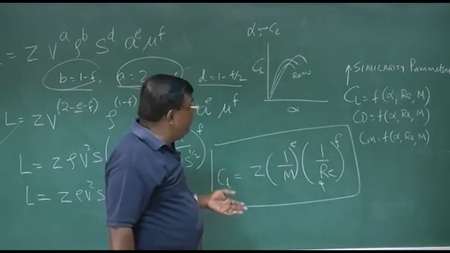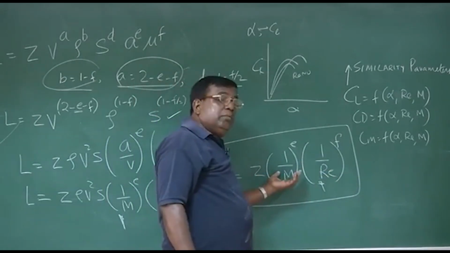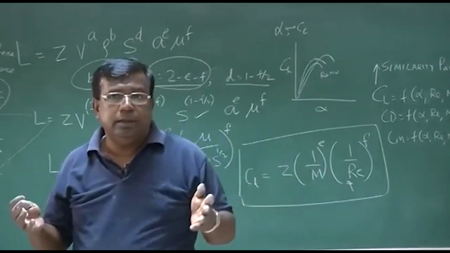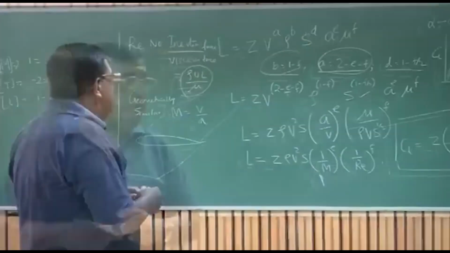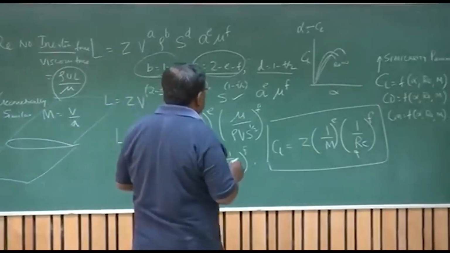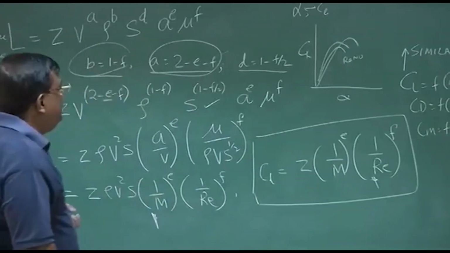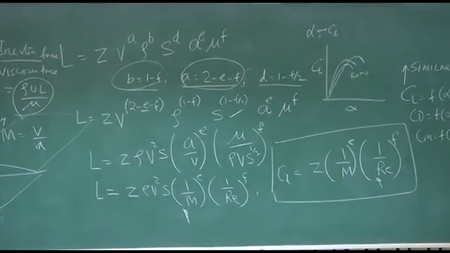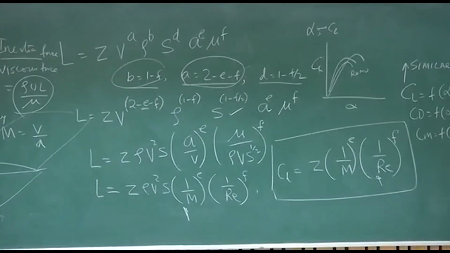Similarly, if it's a high speed flow, I may give more weightage to Mach number, so my testing will be for different angle, different Mach number, and I will create the database. Okay, this is one of the very important understandings of CL through dimensional analysis. Now it has helped us further.